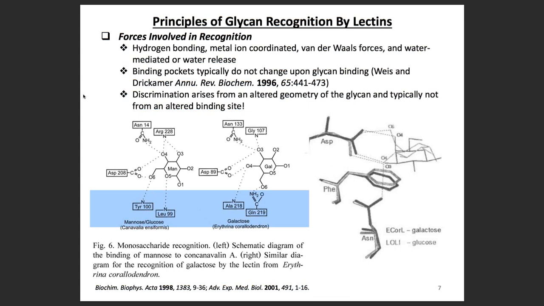So discrimination arises from an altered geometry and not necessarily from an altered binding site. Okay, so this is a reorientation of the ligand that occurs in the binding site, although the binding site is very similar, not exactly similar, very similar. Got it? Am I clear? Am I making sense? Okay, no response.